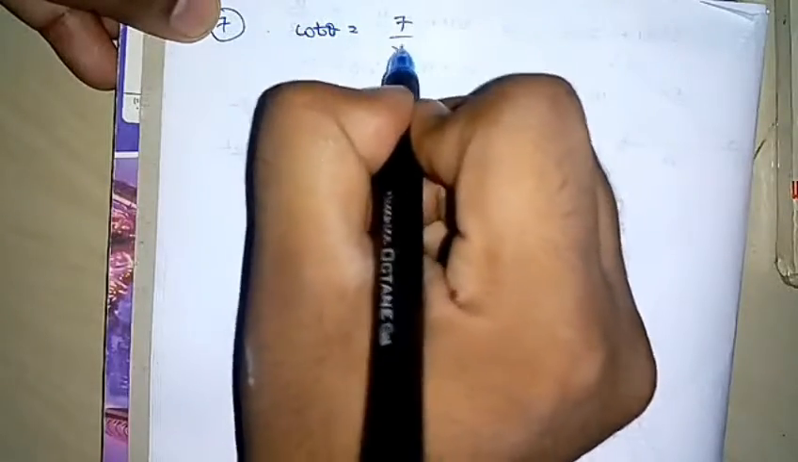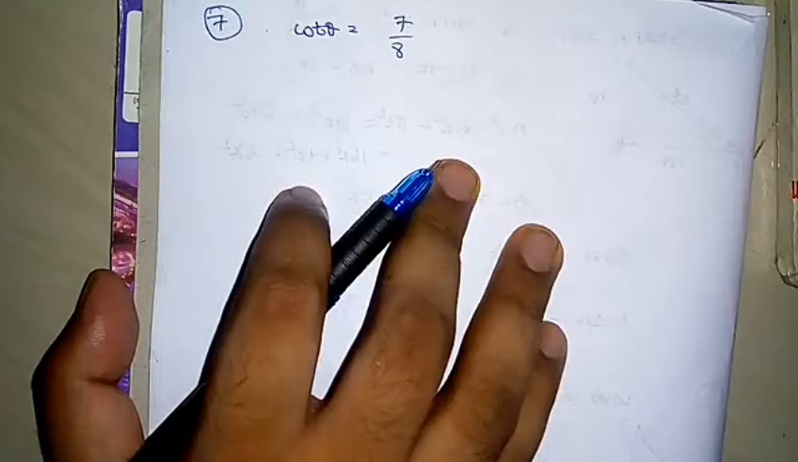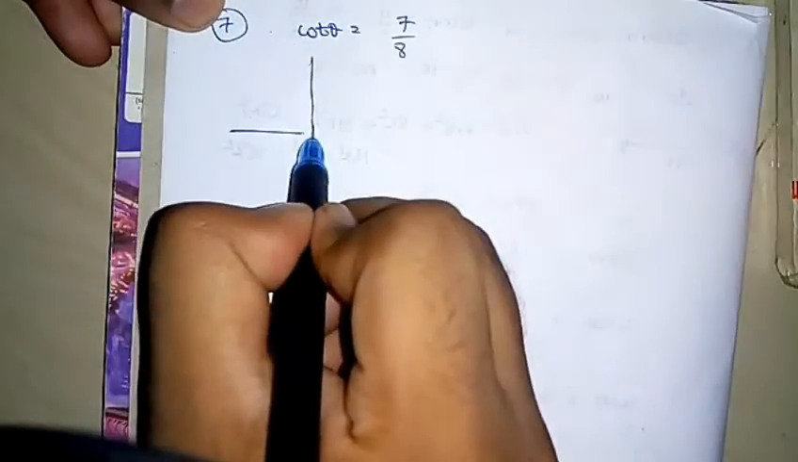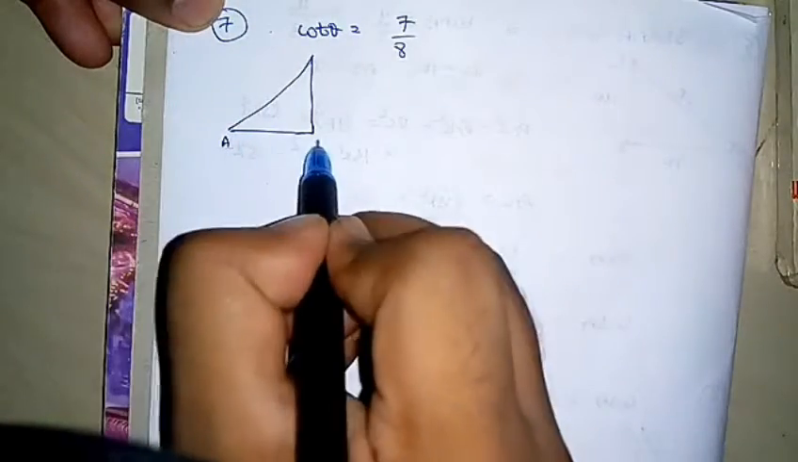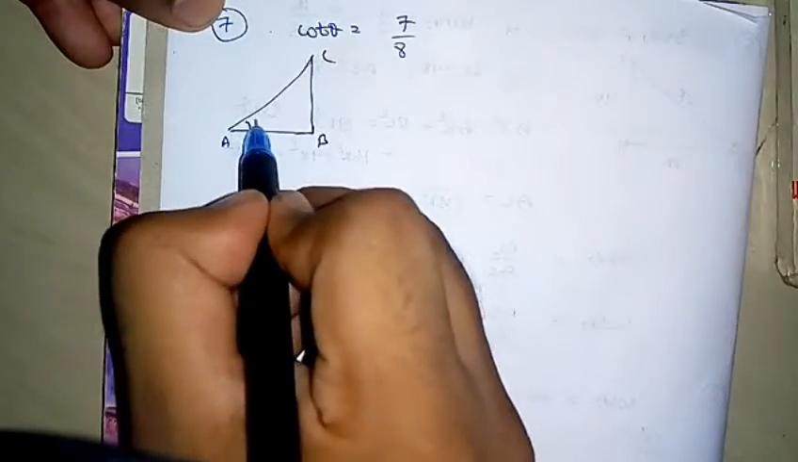Seventh question. We are given cot theta is equal to 7 by 8. Evaluate 1 plus sin theta. So let us assume triangle ABC and angle B is theta.